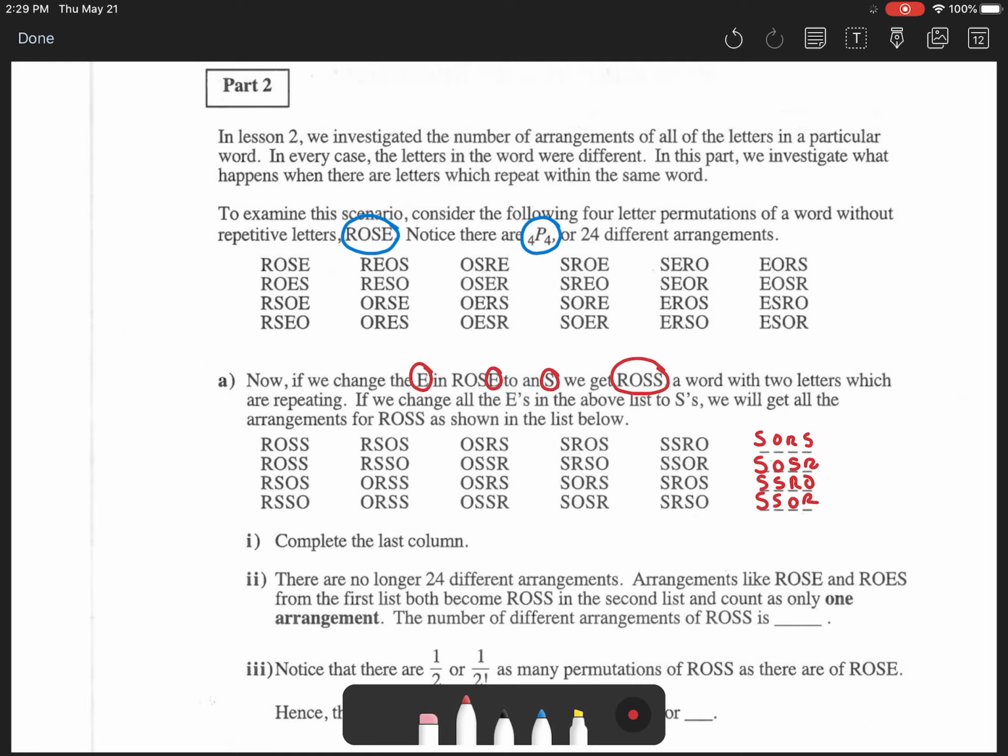It says there are no longer 24 different arrangements. Arrangements like ROSE and ROES from the first list become ROSS, don't they? Because this E that I'm circling has been replaced with an S. So both of those become ROSS, and you can't tell the difference between them. So the number of different arrangements of ROSS is simply going to be 12. There are only going to be 12 arrangements now that are different from each other.